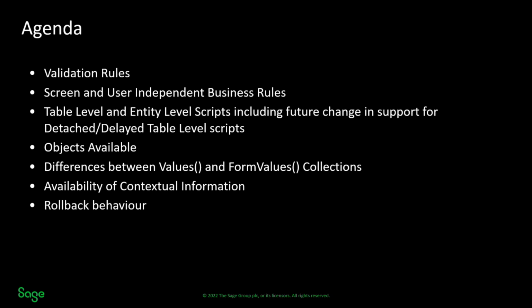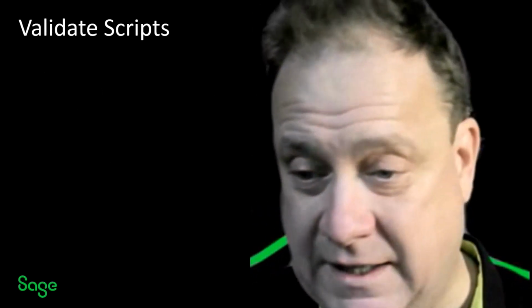We will consider the way in which we can grab values coming in from the interface. There'll be a little bit of a discussion between the idea of the values and form values collections. Strictly speaking, they are methods, but they behave in much the same way as a collection. We'll look at the availability of contextual information and consider behavior associated with rollback as well. So it's a lot to cover in the 60 minutes that we've got. But let's have a look at these validation scripts.